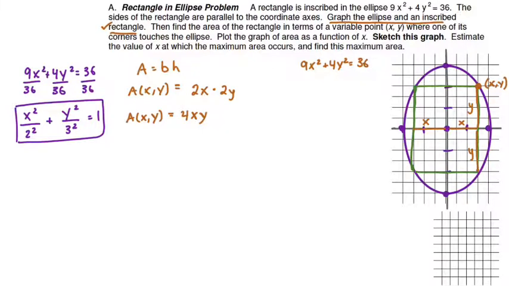Okay, so I want to get y by itself. That is my goal with the equation for the ellipse. First thing I'm going to do is subtract 9x squared from both sides. And then I'm going to get y squared by itself by dividing by 4. So this is y squared is equal to 36 minus 9x squared, over 4. All right, last thing we're going to do is take the square root of all of that.